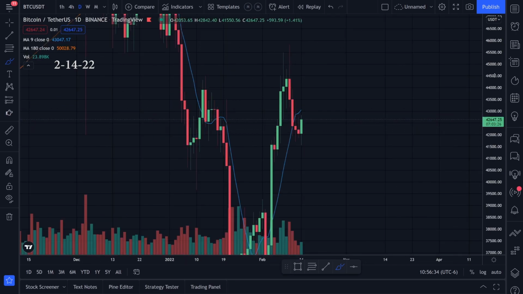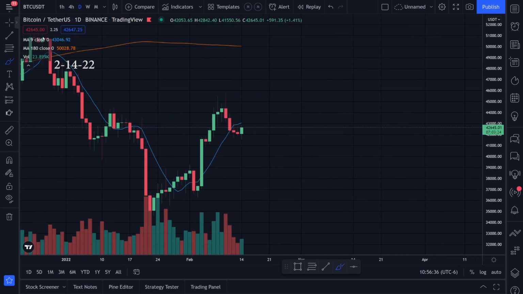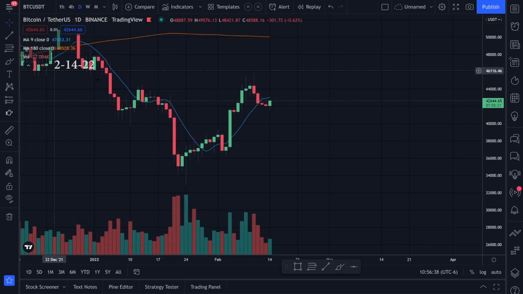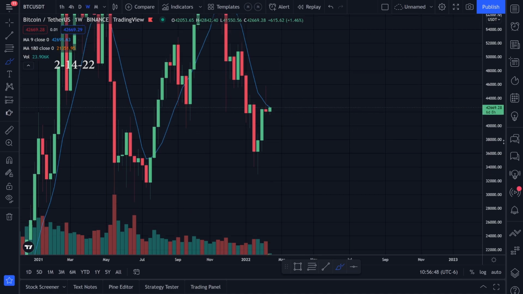Let's go to the daily time frame and we can kind of look at this one. This one's a little more significant anyways, and this one's going kind of in and out of it as well. Right now we are under it. What we want to do is break above this. So the next thing we can do is maybe break above the weekly.